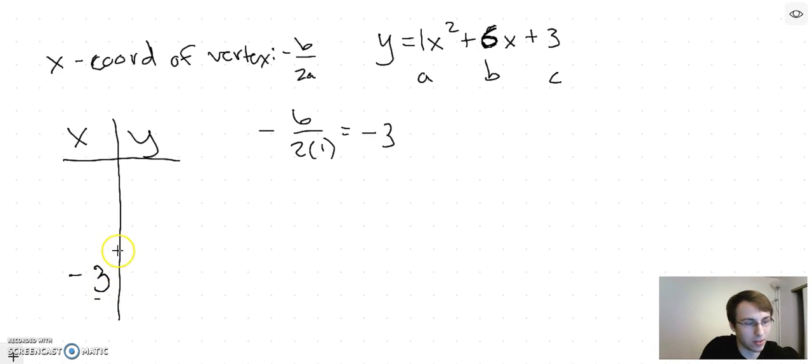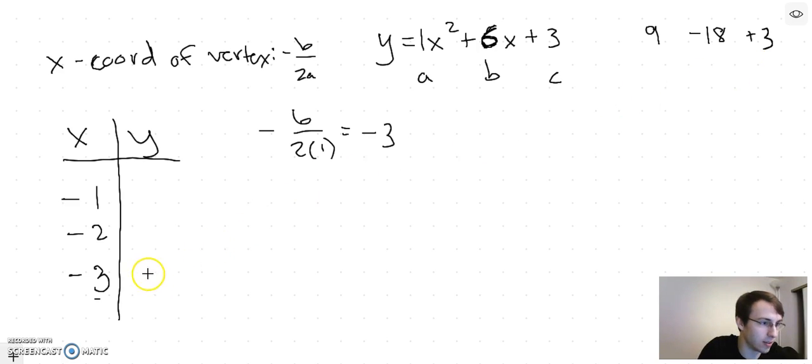And then we can go to either side of it. I'm just going to go with negative 3, negative 2, negative 1, just because negative 2 and negative 1 are easier to plug in than negative 4 and negative 5. So for negative 3, let's see what we get for y. Negative 3 squared is 9. Negative 3 times 6 is minus 18, then plus 3. So 9 minus 18 is negative 9, then plus 3 is negative 6.